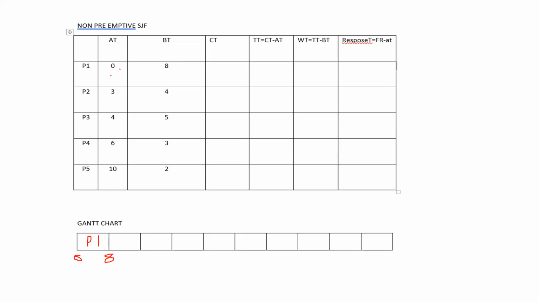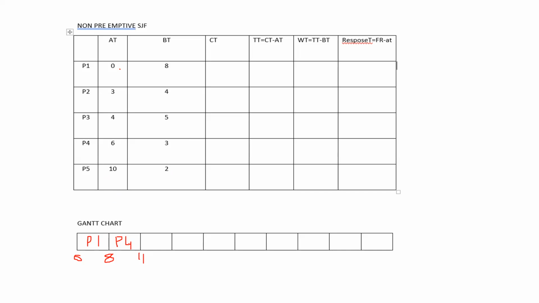When P1 is over, what is next? P2, P3 and P4 have come, with arrival times 3, 4, 6. Of all these processes, which is the shortest? P4 with 3. So I write P4, and 8 plus 3 is 11. In between, at time 10, P5 came, but I couldn't remove P4 because it is non-preemptive.